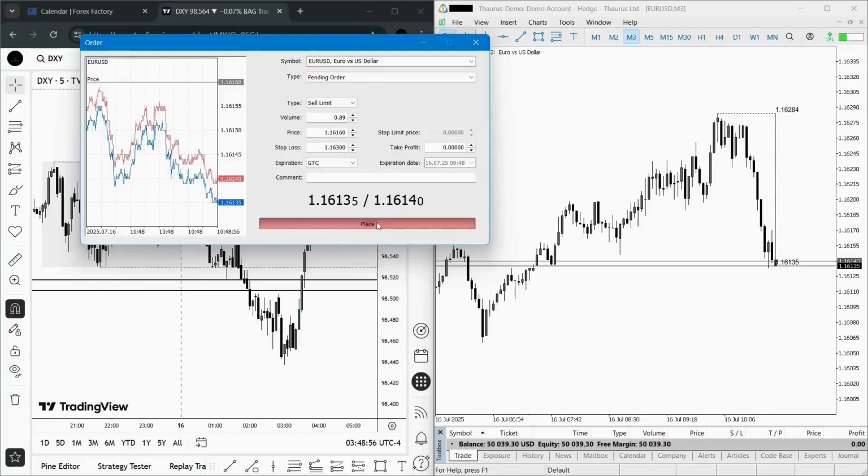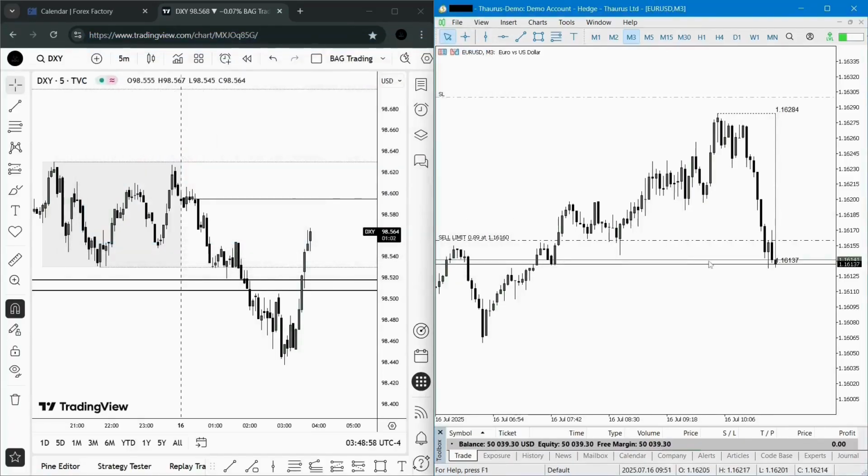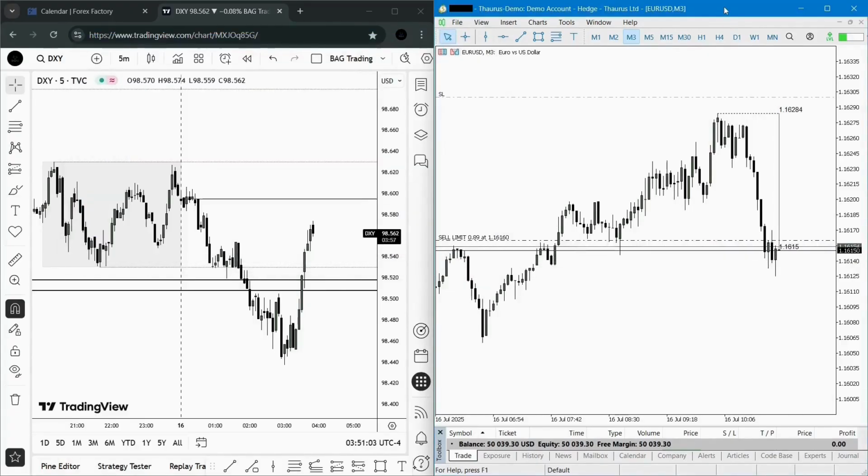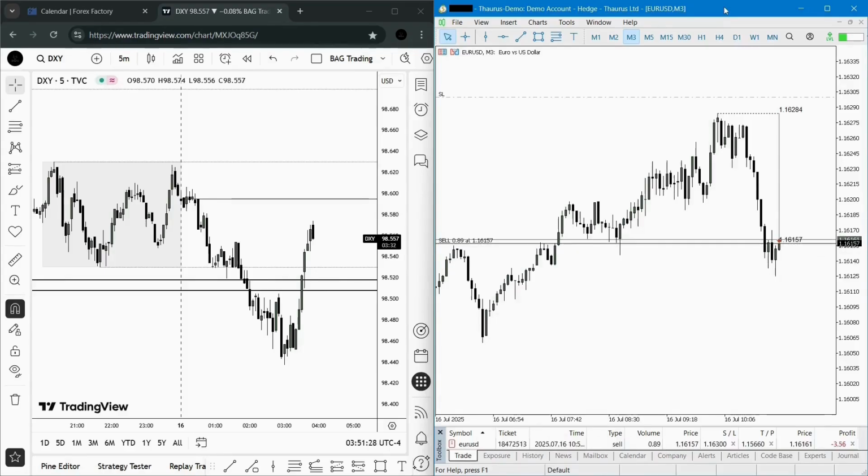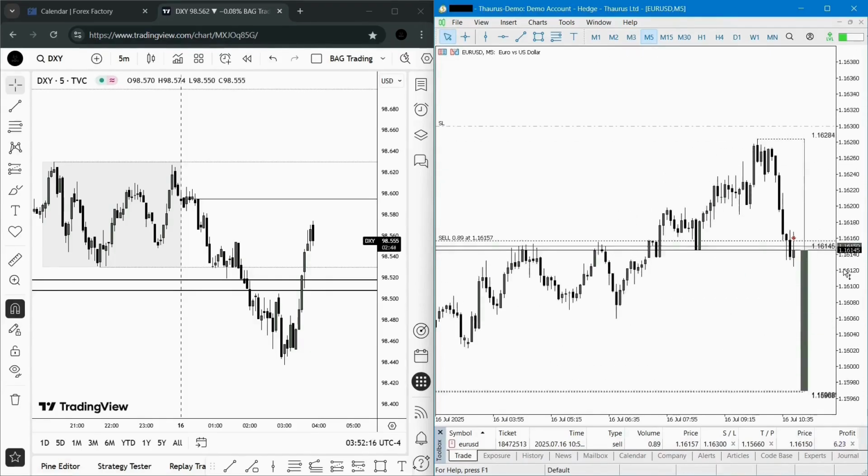How's it, guys? In this video, I'll be going through a short position that I took on the Euro US dollar. That moment there was when I was entering my sell limit order. And right there is when that sell limit order is triggered, putting me in short on the Euro US dollar with about a 14 pip stop.